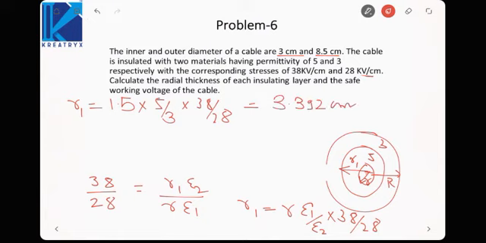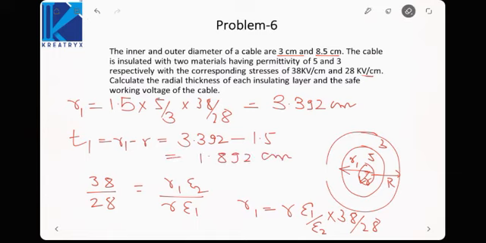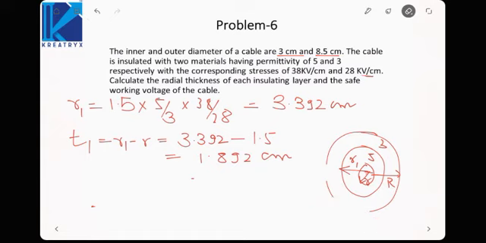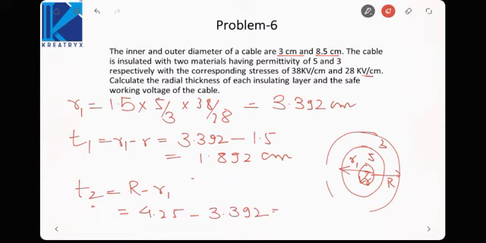So now thickness of each layer. Thickness of first layer will be R1 minus r, that is 3.392 minus 1.5, that is 1.892 centimeter. Thickness of second layer will be T2, that is equal to R minus R1, that is 4.25, that is 8.5 by 2, minus 3.392. So how much will this come out? It will be 0.857 centimeter.